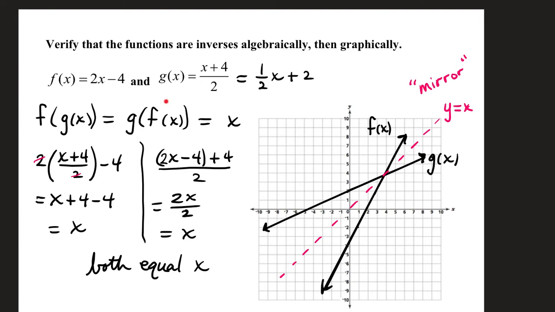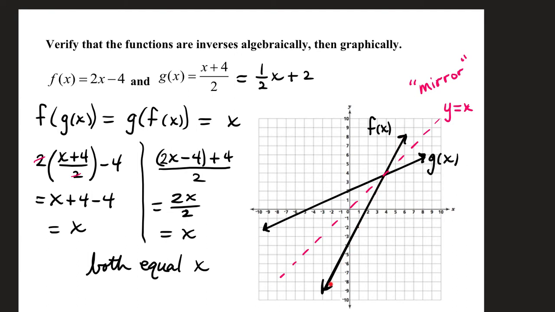Let's check the other composition. This time we're going to take 2x minus 4 and substitute it in for this x. (2x minus 4 plus 4) over 2. Our 4's zero out. 2x over 2. The 2's cancel, leaving x. Both compositions equal x.